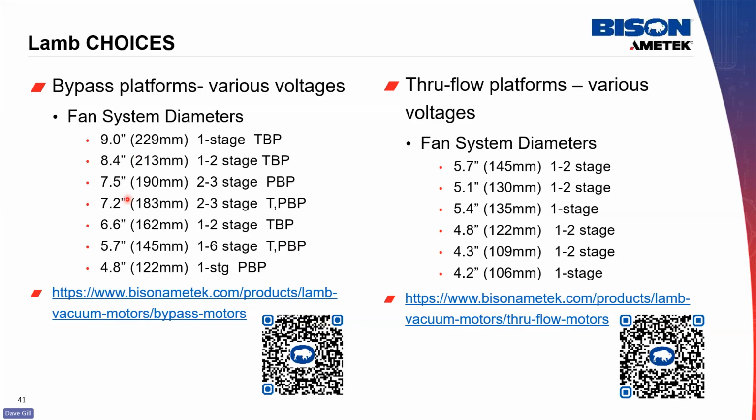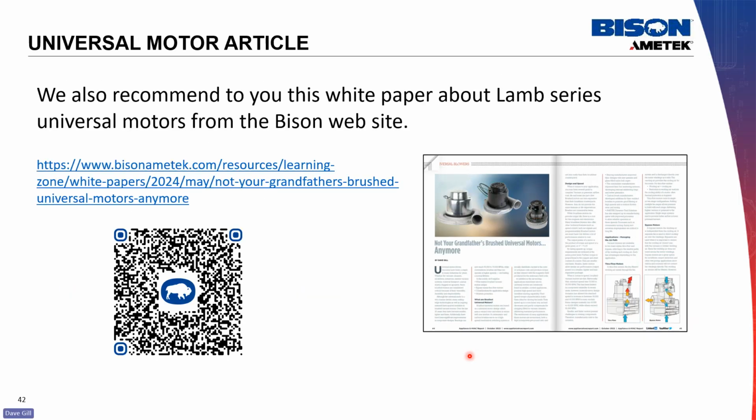So we have bypass platforms here. We have diameters from 4.8 to 9 inches, and our number of stages vary considerably. In through flows, we're limited to 1 or 2 stages, sizes from 4.2 to 5.7 inches. We also recommend to you this white paper about Lamb Series Universal Motors, which is also on the Bison website and which I believe is also among the materials that Christina will be making available to you.